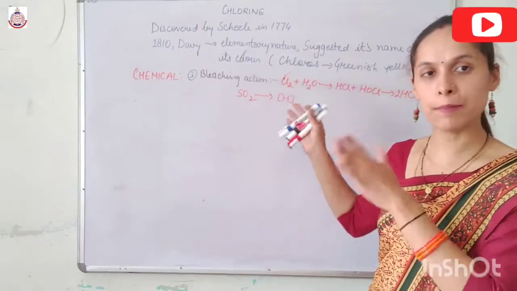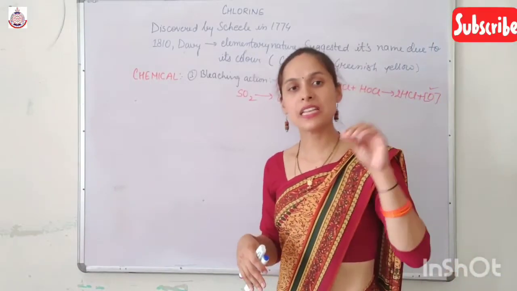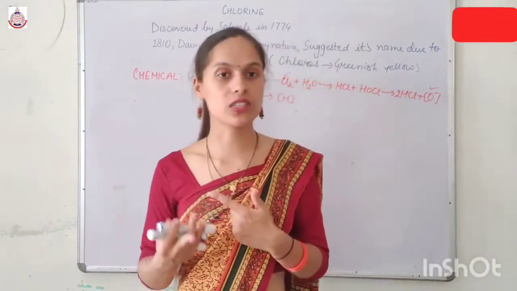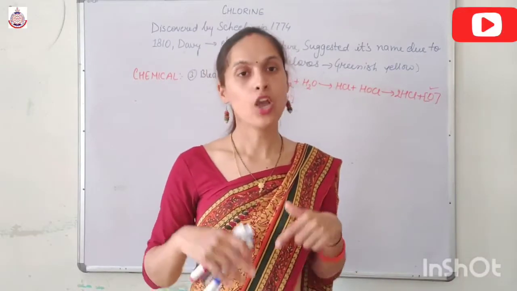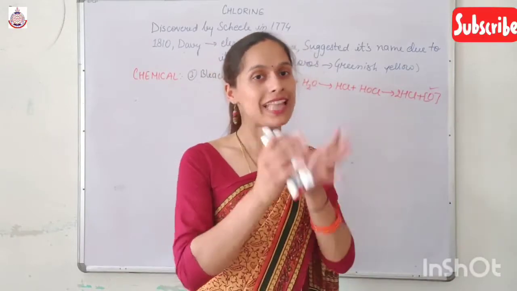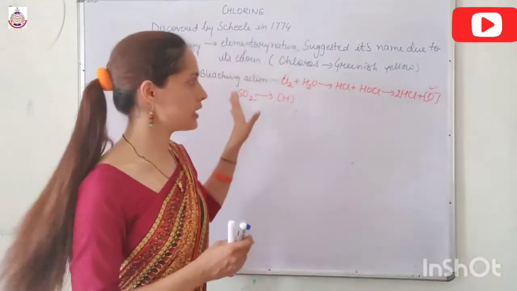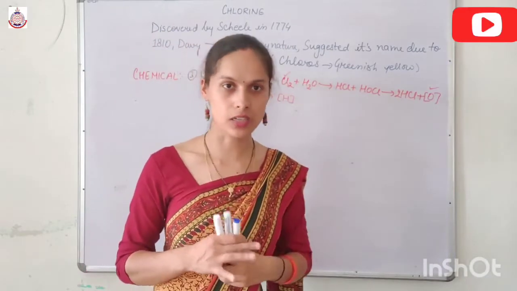So whenever there is a comparison between the two, what you have to write? You have to write that the bleaching action of chlorine is due to oxidation, that's why it is permanent, whereas the bleaching action of sulfur dioxide is due to reduction, that's why it is temporary. So this is the third point.